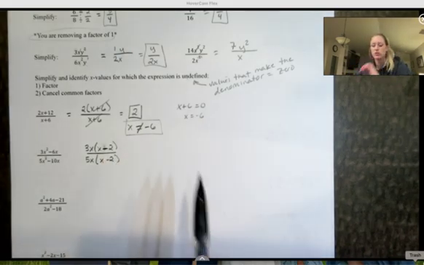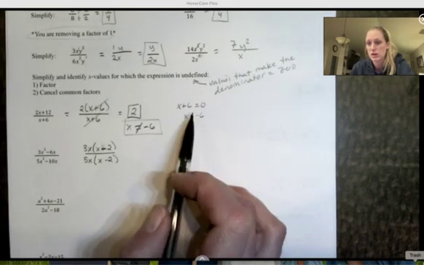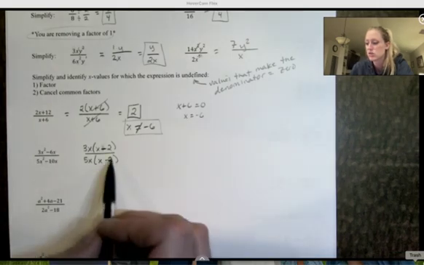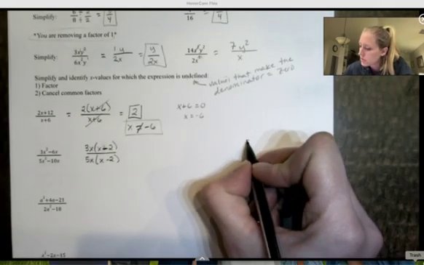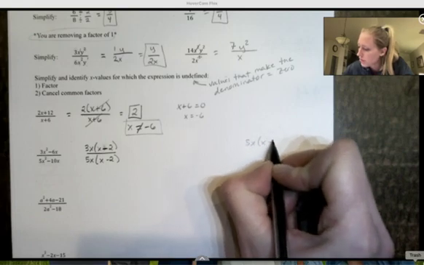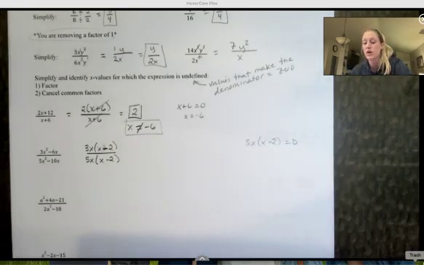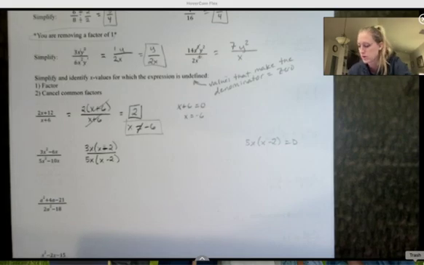Before I cancel out here though, you guys, I'm actually going to just jump to the part by saying what x cannot be. It's easiest to do once it's factored. So I'm going to set my denominator equal to 0. So I've got 5x times x minus 2 equals 0. This is for me finding what x cannot be. I never want the denominator to equal 0.